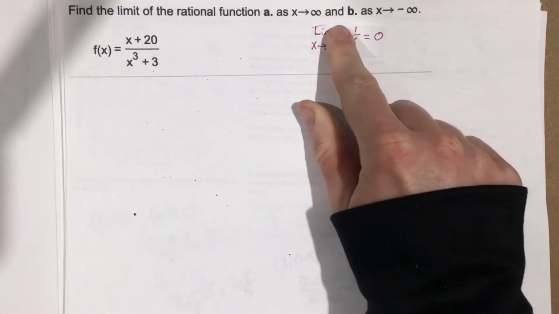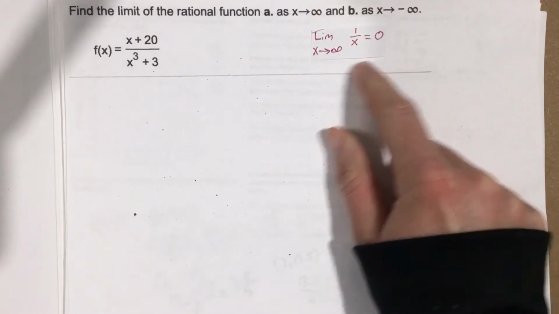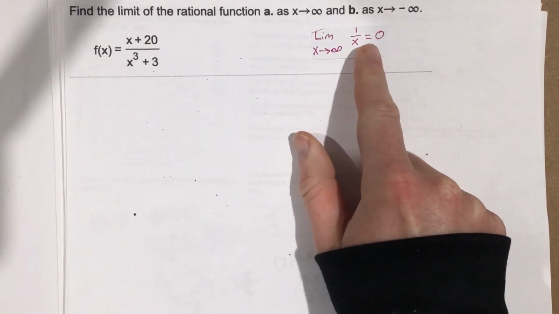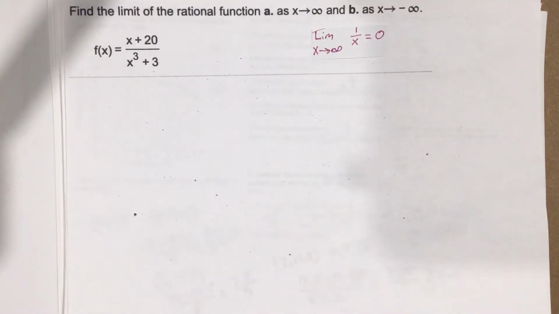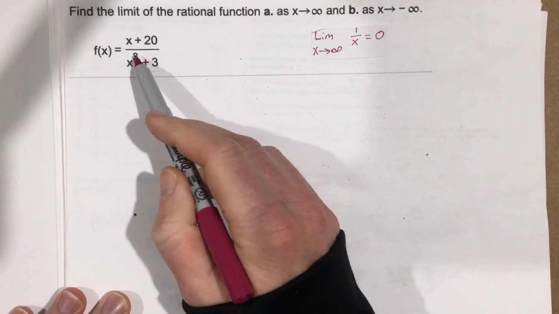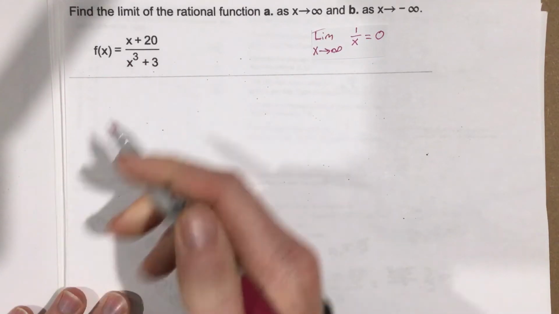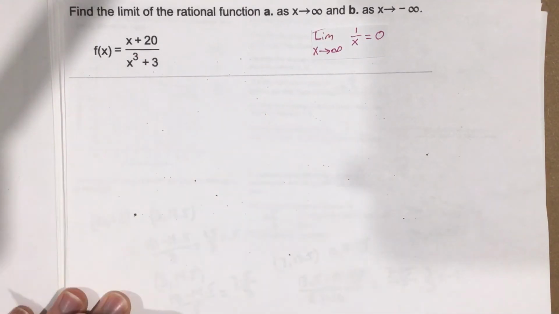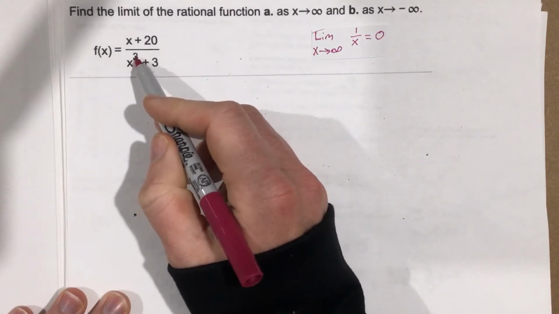limit that we just figured out in the first problem, which is the limit as x approaches infinity of 1 over x being 0. We're going to use that to advantage in almost every problem we do. So what I want you to do is look at the highest power, and we usually look for the highest power in the denominator to do this. So the highest power in the denominator is x to the third.